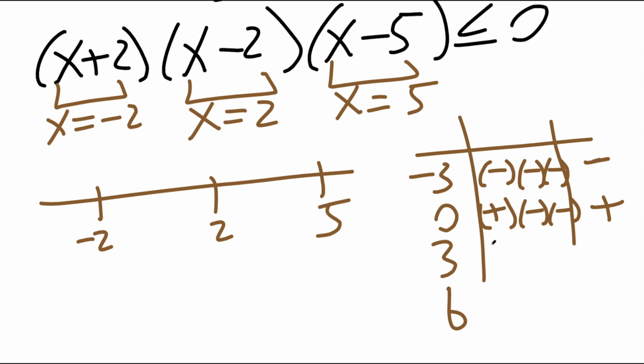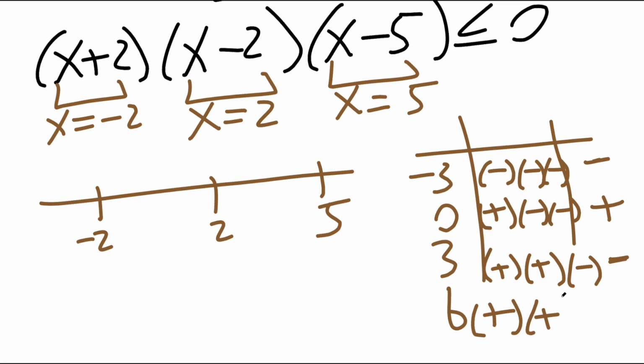So we'll do 3. 3 plus 2 is 5, so positive. 3 minus 2 is going to give us a positive 1. 3 minus 5 is going to give us a negative 2. A positive times a positive is a positive, and a positive times a negative is a negative. And one more. So 6 plus 2 is going to give us a positive 8. 6 minus 2 is going to give us a positive 4, so positive. And 6 minus 5 is going to give us a positive 1, so positive. So we're going to get a positive out of it.